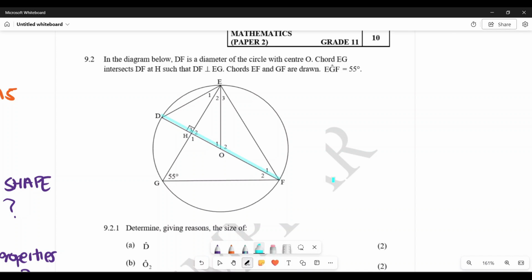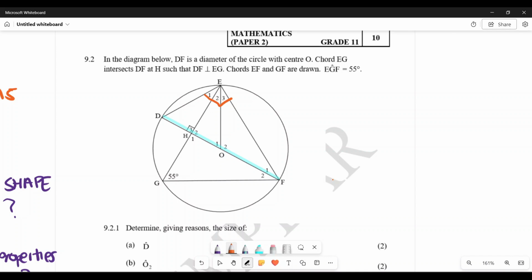Now, as a result, the angle that it would create is the whole of angle E. So let me just try and erase here. Based on this, I know that the whole of angle E is going to be perpendicular. E1 plus E2 plus E3 is going to be equal to 90 degrees, right?